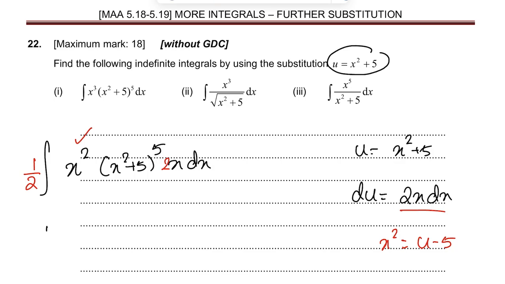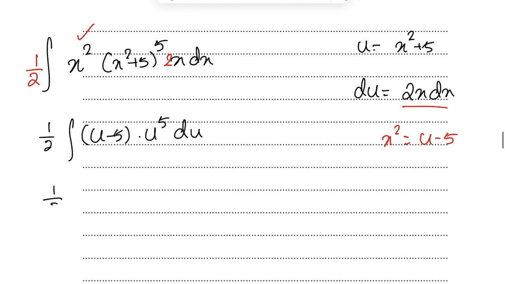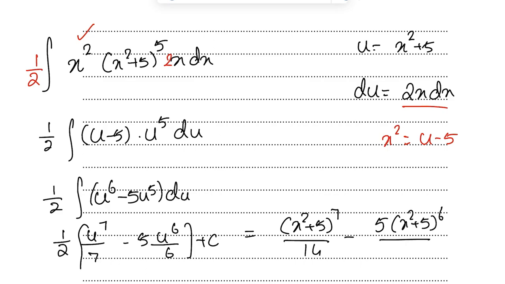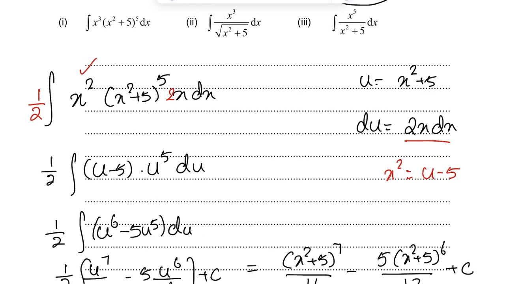So what is this now? The entire question becomes 1 upon 2 times u minus 5 times u power 5, and 2x dx is du. So what does it become? 1 upon 2 times u power 6 minus 5 u power 5 du. Then it becomes 1 upon 2 times u power 7 upon 7 minus 5 u power 6 upon 6 plus c. So what does that become now? u power 7 upon 14 minus 5 u power 6 upon 12 plus c. That's going to be the answer for the first part.